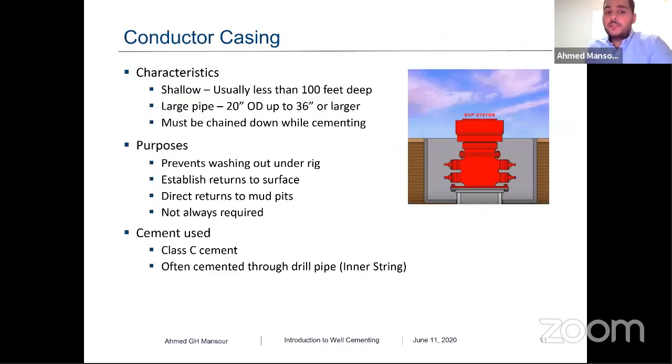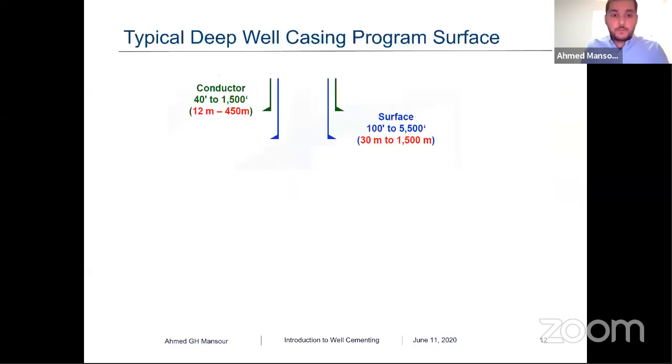Conductor casing, usually it's from 40 feet to 1500 feet. The average depth for the conductor casing is around 200 feet. The size is from 20 to 36. The main purpose of doing conductor cement is to prevent any washout under the rig. Sometimes when we start drilling without a conductor, the rig could collapse or there is washout under the rig, and this is the problem. So that's why we do a conductor and do cement for the conductor. Usually we use Class C cement without any chemical additive. So it's a cheap cement job.